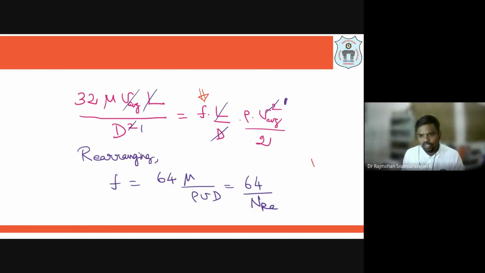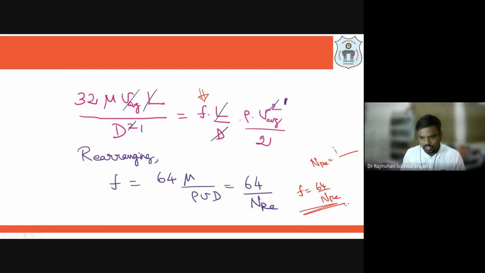And we know what Reynolds number is. Reynolds number is the ratio of inertial forces to viscous forces, right? Based on that, we can classify fluid flow types: laminar flow, turbulent flow, and in between certain values, critical flow. So that way we can write the friction factor as equal to 64 by NRE.